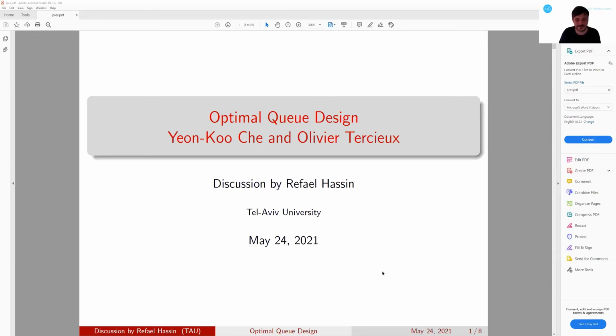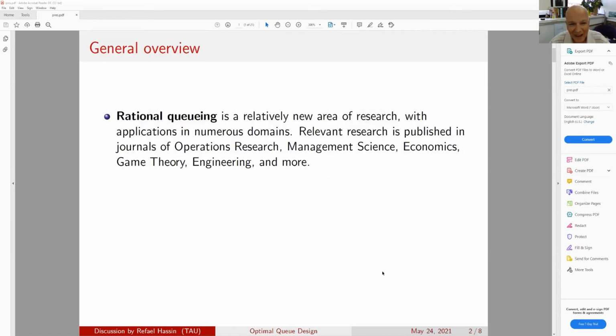Okay. So I'm glad to be here to discuss this paper. I think it's a very good paper, very interesting, and it has many novel ideas. And I know the literature very well, so I can say it with confidence. So I chose some points that I want to discuss. I hope that I don't make big mistakes here and my understanding is correct.